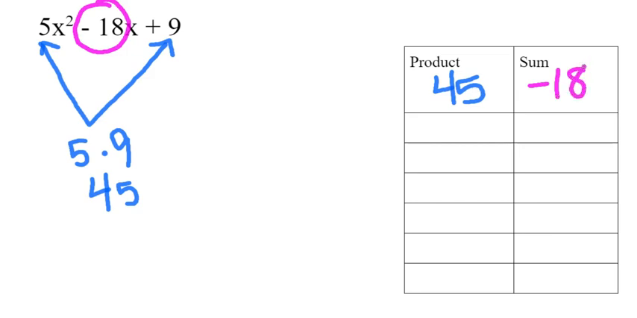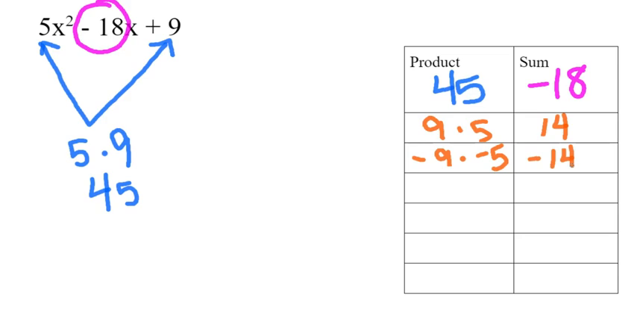So now we're going to take a look at what two numbers give us a product of 45, but also give us a sum of negative 18. So the first thing that comes to my mind is 9 times 5. So I'm going to write 9 times 5. Also, we have negative 9 times negative 5. Now I'm going to see what sum that gives us. 9 plus 5 is 14. Negative 9 plus negative 5 is negative 14. So that's not negative 18. So we have to keep going.